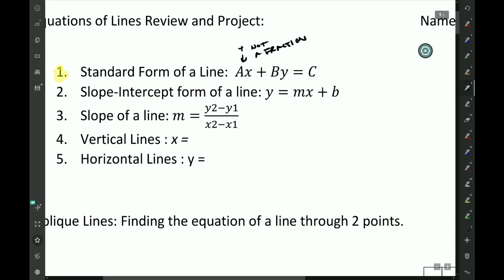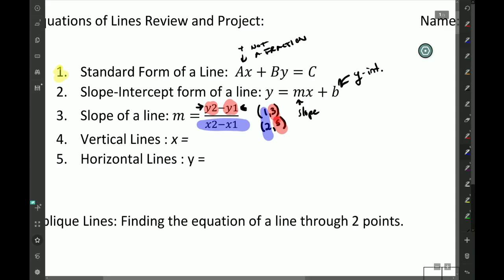Slope-intercept form, just recall m is your slope and b is the y-intercept. Slope of a line, this is key here, that your y values are all up top. So if you have 2 points, you can use those there. So say you have 1, 3 and 2, 5, your y values go up top, and the x values go down below.